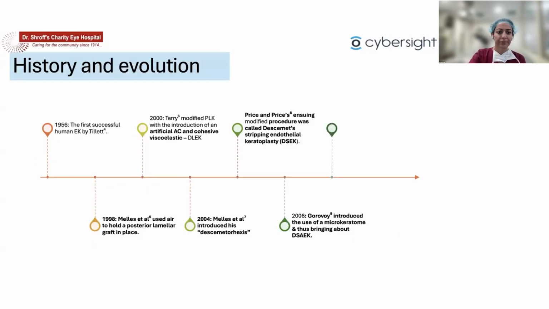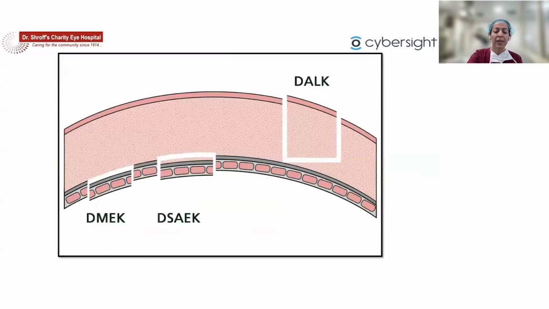So let's proceed. We know that endothelial keratoplasty was started in 1956 by Tillett. Since then, there have been many modifications, and it came a long way until 2006, when Borovoy introduced the use of a microkeratome and brought about the concept of automated endothelial keratoplasty. From there on, we've seen it evolve into a very good surgery where we can promise great visual results to patients.